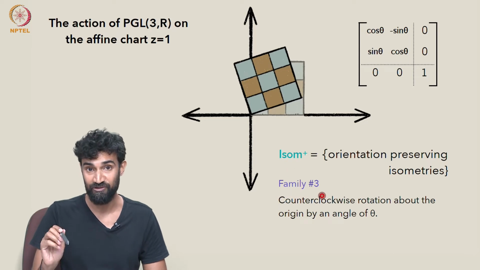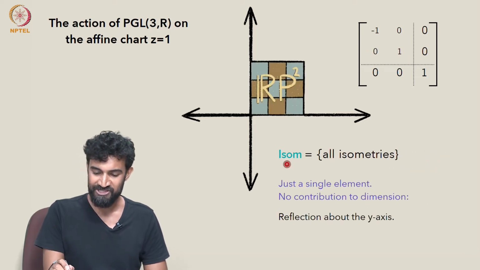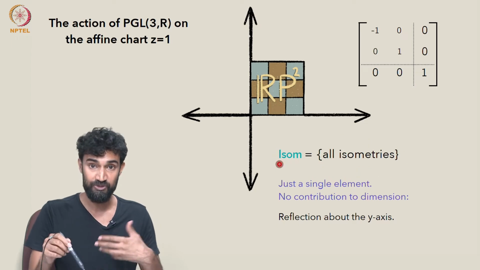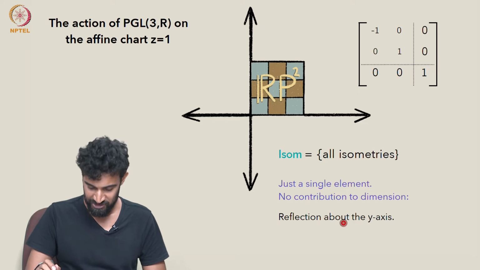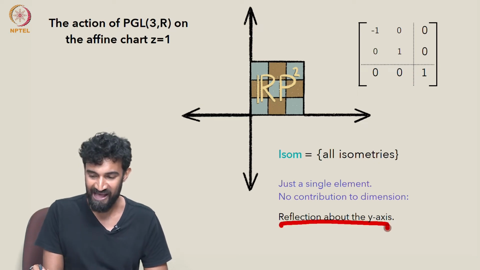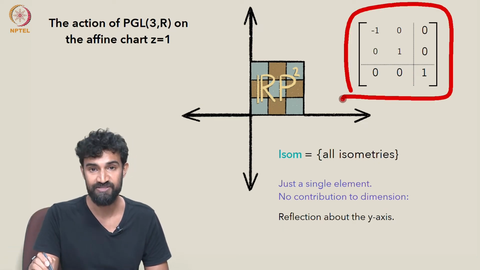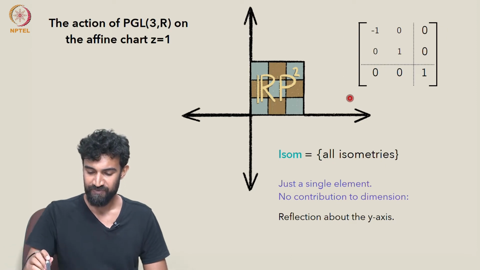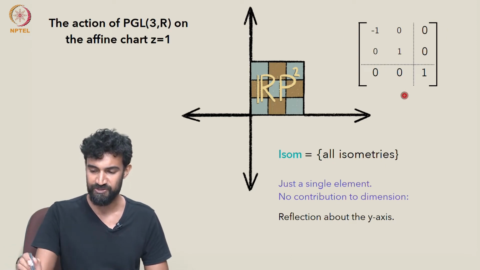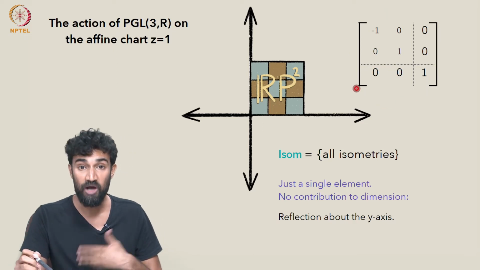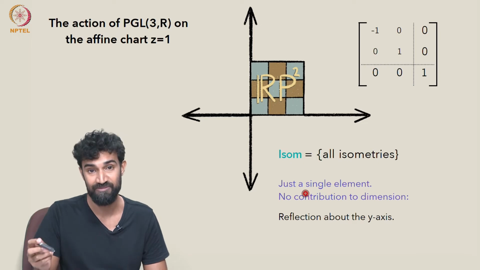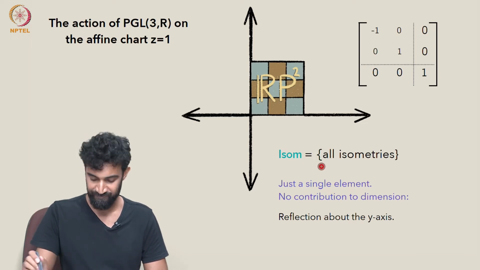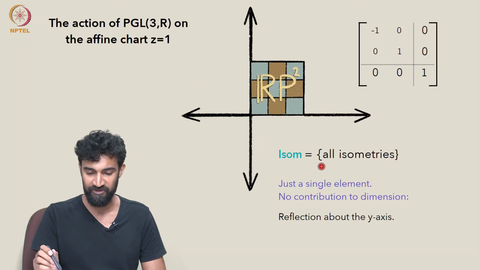That's a 3-dimensional family. But now let's expand to the full family of isometries, which include reflections. Those do not preserve orientation. So in particular, we have reflection about the y-axis, which is given by this matrix. And notice this is just a single element. There's no free variables here, so there's no contribution to dimension. So the group of all isometries is also a 3-dimensional space. And this is just reflection about the y-axis, as you can see.